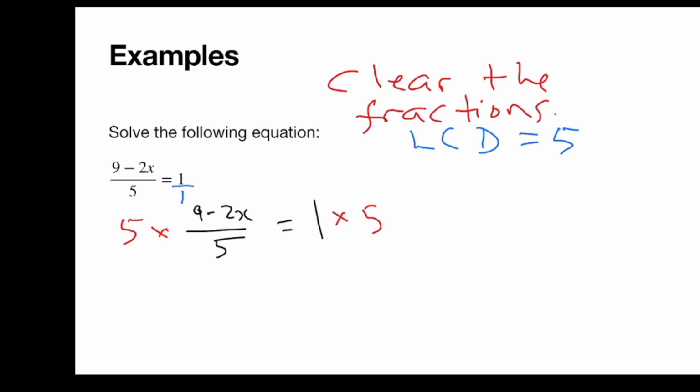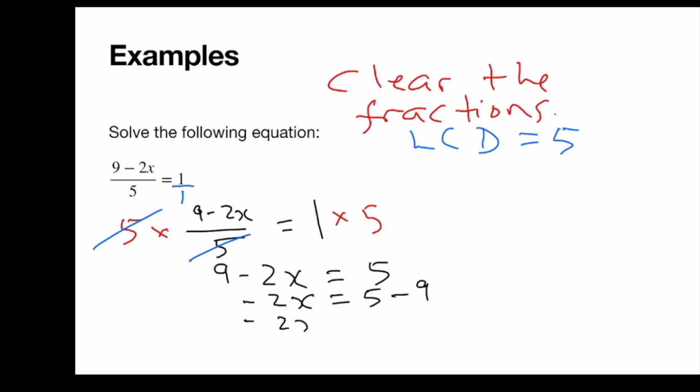The left-hand side will then simplify. The 5s will cancel out, so you will remain with 9 minus 2x. The right-hand side is equal to 5. Then collect your like terms and leave the x terms on the left-hand side. So negative 2x on the left-hand side. Then the right-hand side becomes 5 minus 9, which gives us minus 4.